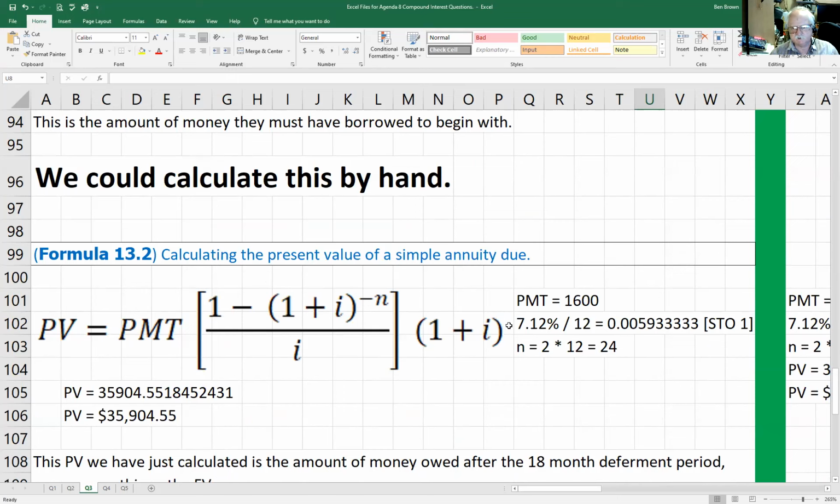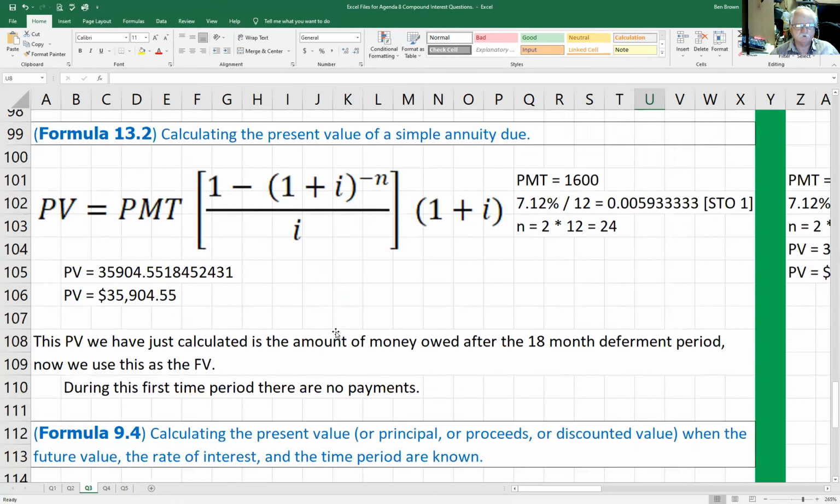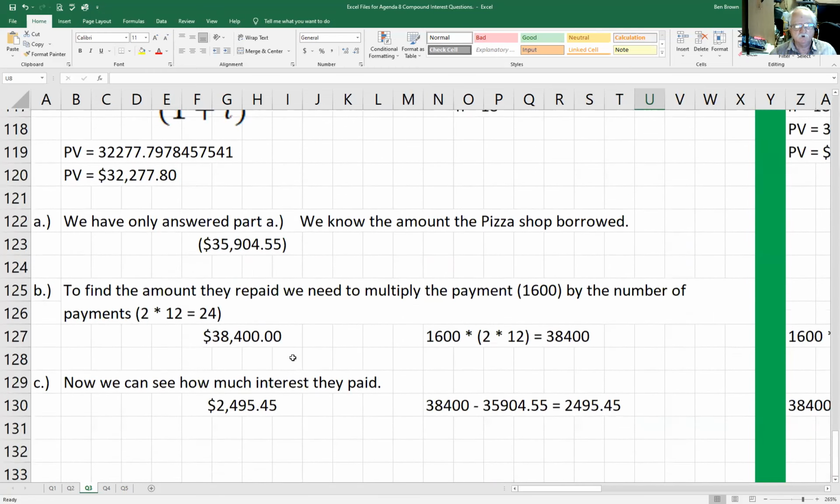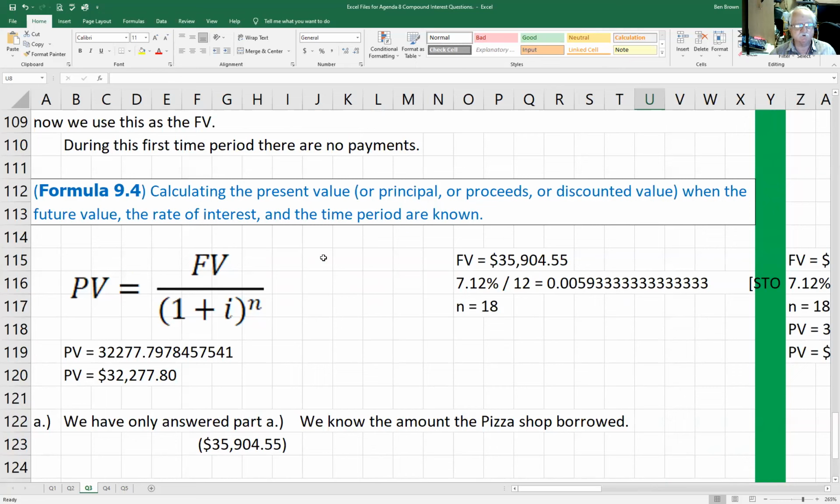And we can see this little term here, which is what we have to see when it's an annuity due, because this is the extra period of interest tacked on. So because we know the payment, we find the present value, and then we use that present value as the future value in this equation to find the original present value. And if you do it all three ways, you should come up with the same answer every time.